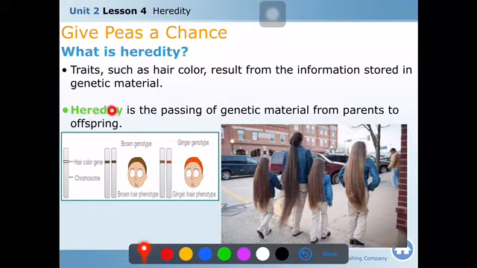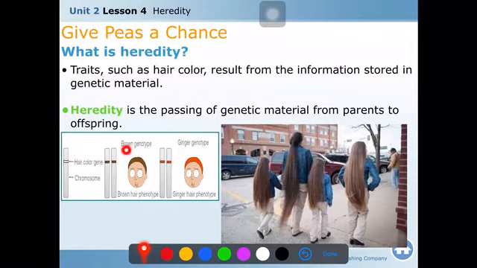Its name is heredity. Okay, what is heredity? It is the passing of genetic material from parents to offspring. Offspring here, as you know, is the child, the new baby, the child of any species, like a dog. A dog also has offspring. A puppy is offspring. Our baby, for example, is also offspring, right? Heredity is the passing of genetic material, DNA, from parents to the offspring. That is called heredity. I think you understood.